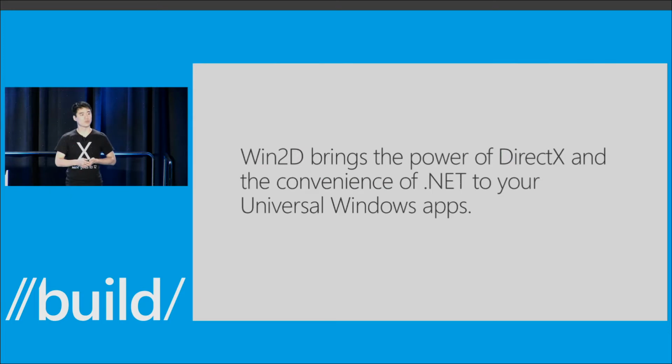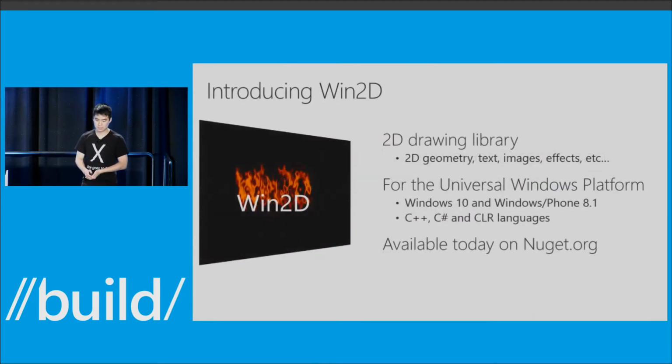Win2D is a 2D drawing library that combines the power of DirectX with the ease of use from .NET level APIs. And it combines them into one API offering for your Windows Universal apps. As a 2D drawing library, we can do things such as draw text, shapes, 2D geometry, images, and also many more sophisticated things such as image effects, advanced blending, opacity masks, and things like that.